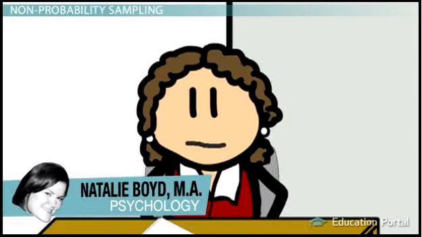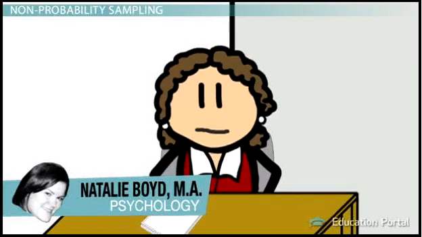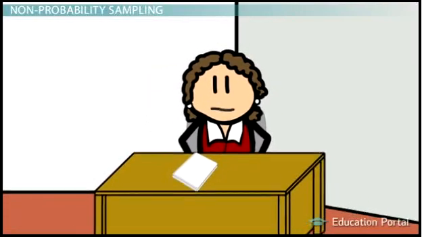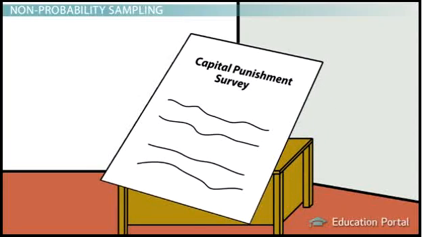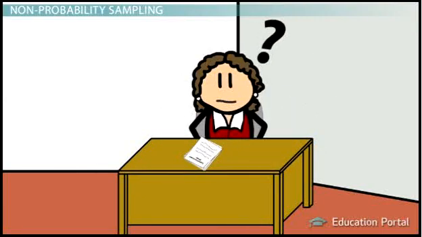Kiera is a psychologist. She's interested in studying why people believe the way they do about the death penalty. She puts together a survey asking people for reasons to support their side of the capital punishment debate. But who should Kiera give the survey to?